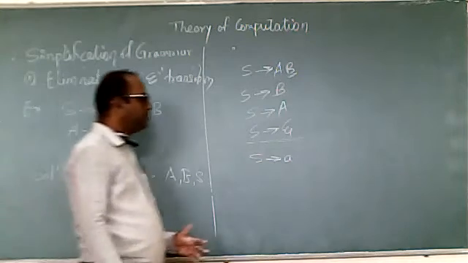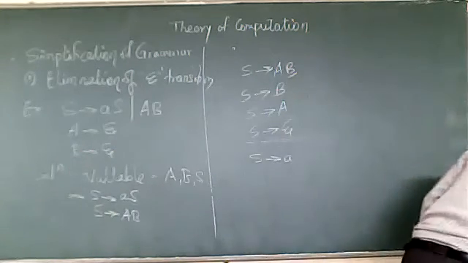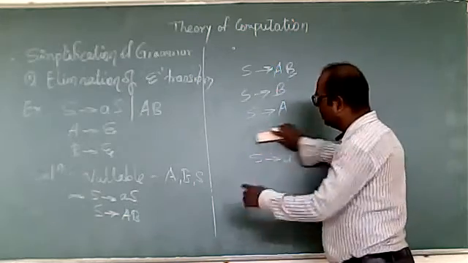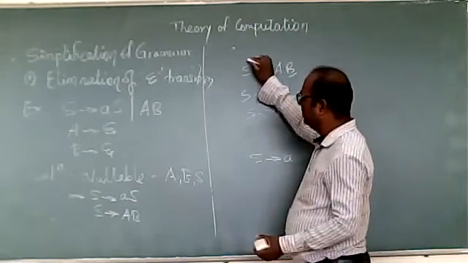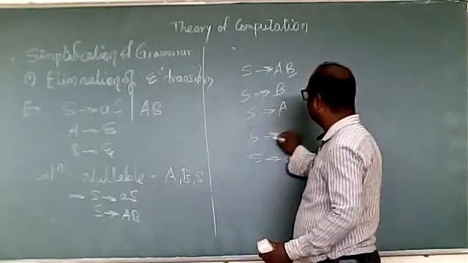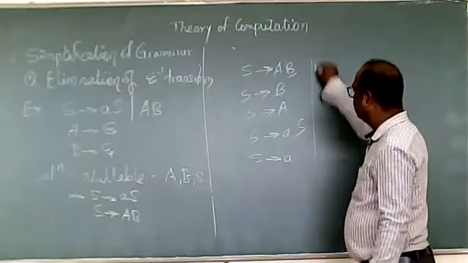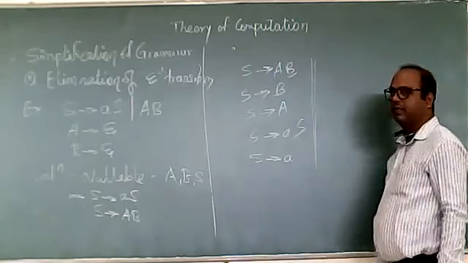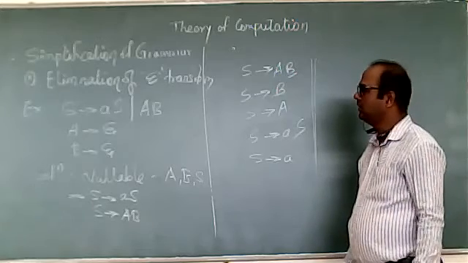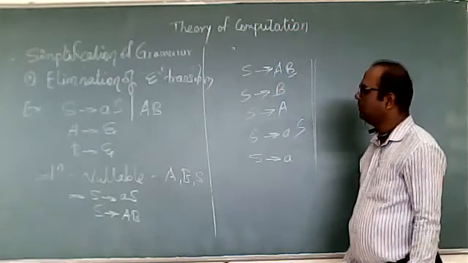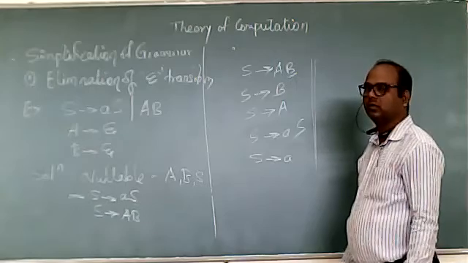So the resultant of all this is, now we'll remove this because we have already, S produces A. These are all the simplified grammar obtained by removing the nullable symbol.